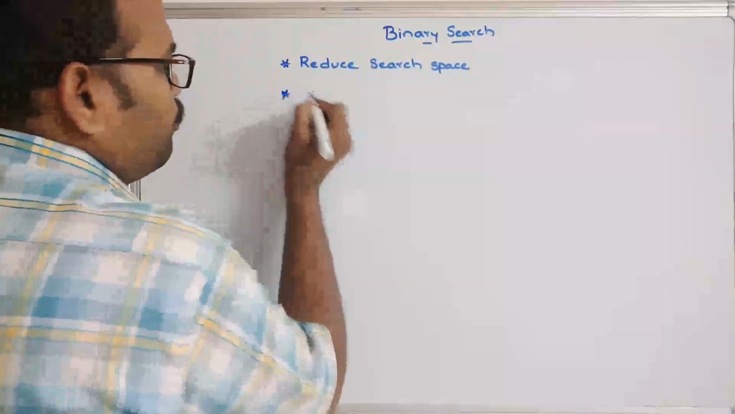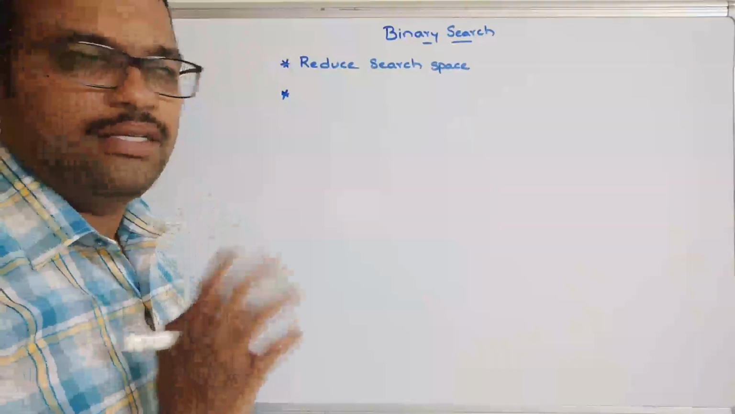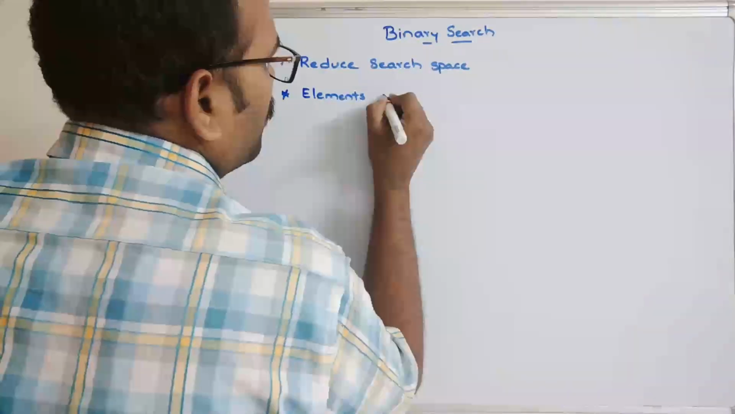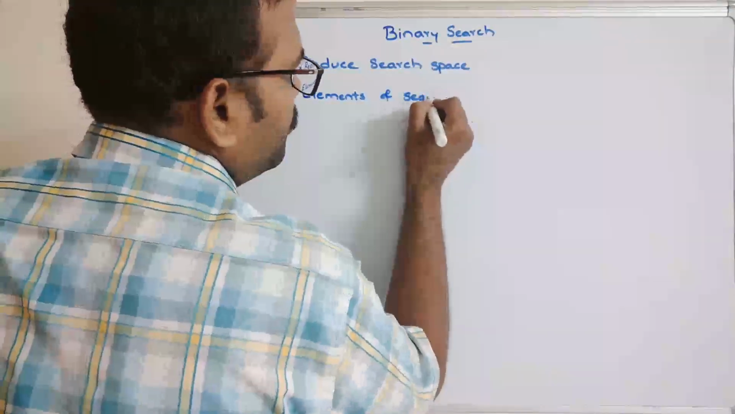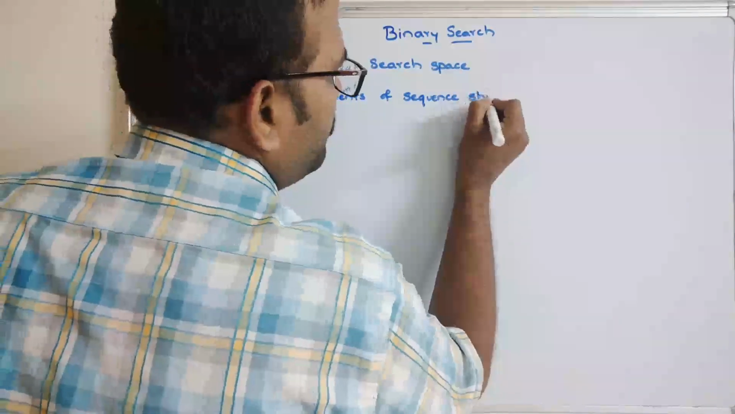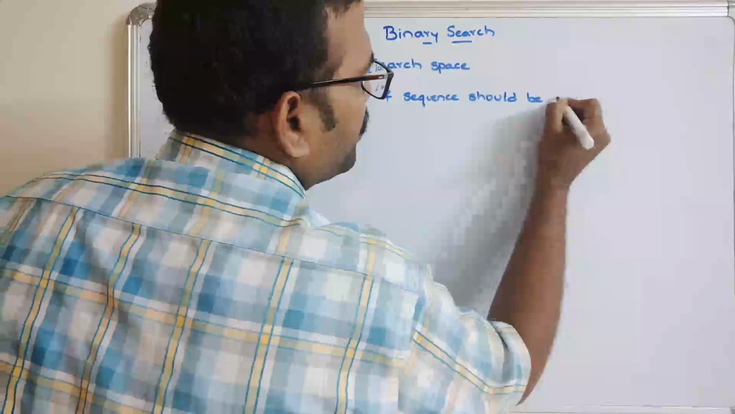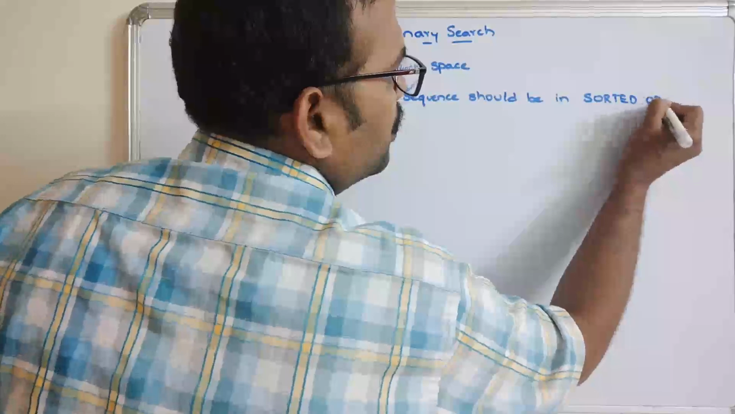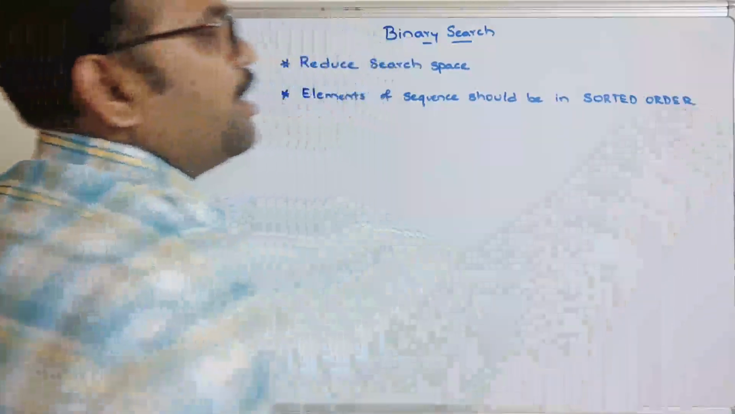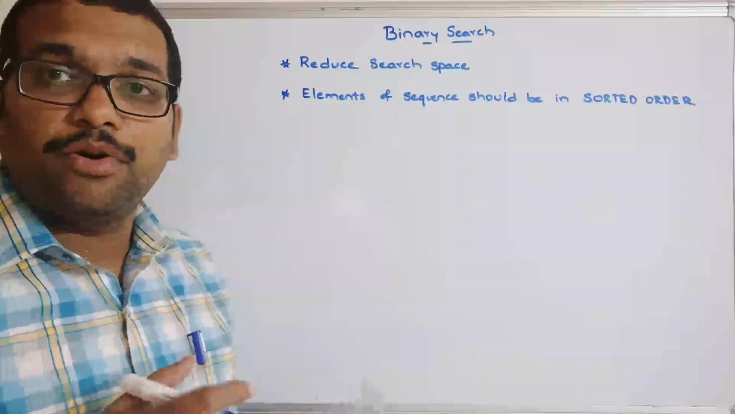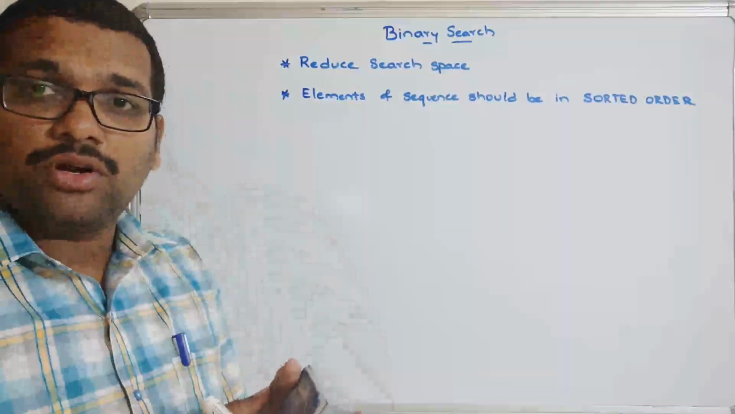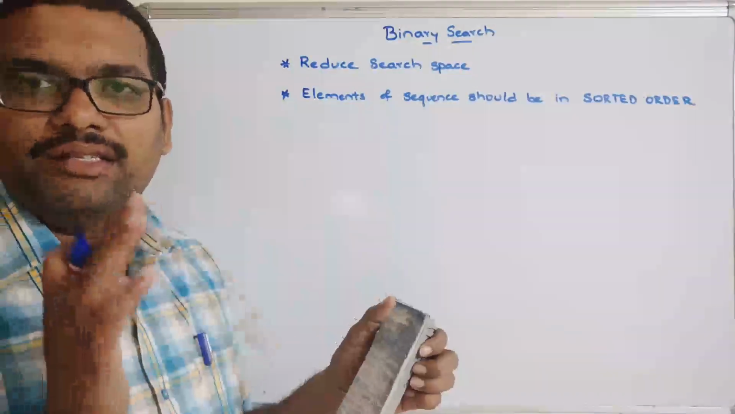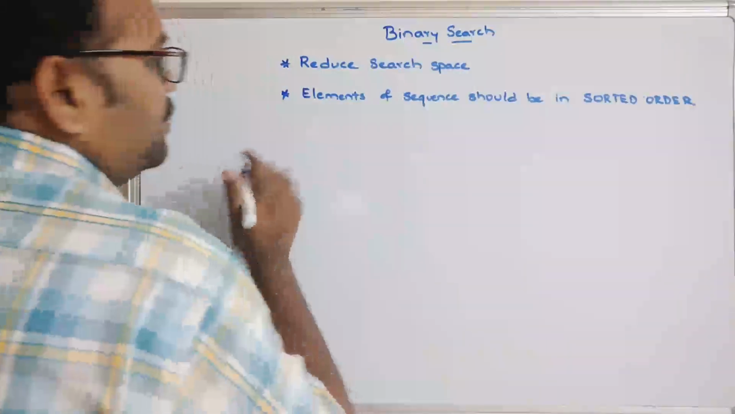The next condition that should be satisfied before applying binary search is that the elements of a sequence should be in sorted order. This is very important. Unless the elements are in sorted order, we can't perform binary search, because only if the elements are sorted can we reduce the search space, and by iterating that, find the search element. Right. Next.